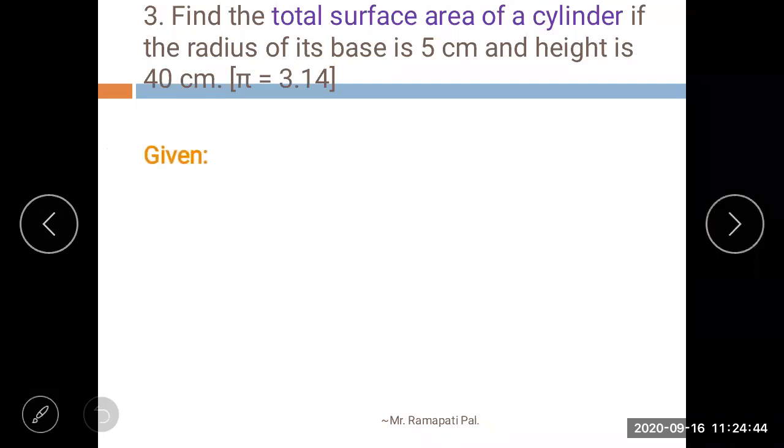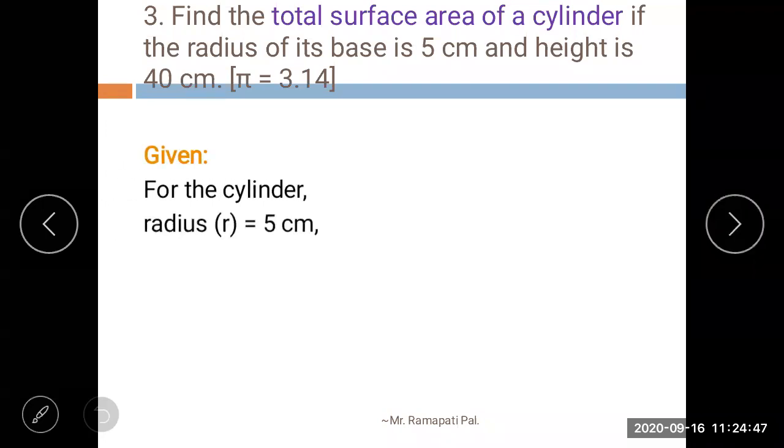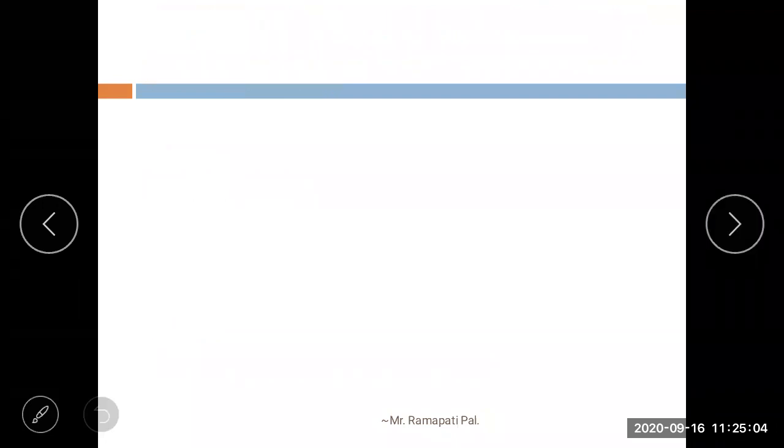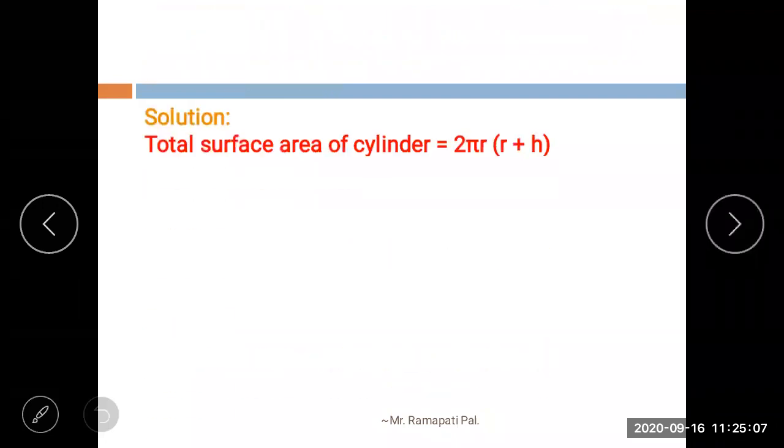Let's see. Given is what? For the cylinder, radius is equal to 5 centimeter. Height is 40 centimeter. We have to find total surface area of cylinder. Up to here it is clear. Now we have to write the formula. Total surface area of cylinder is 2 pi r plus h. Is it clear up to here? Now you have to substitute the value. You know the value of pi, you know r, you know h. Now substitute it and solve it first.